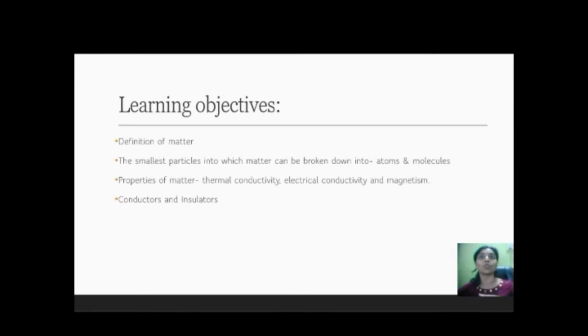You'll be learning about what matter is made up of, that is, the smallest particles of matter, the atoms and molecules. We'll also learn about the properties of matter. We'll look specifically into the properties of thermal conductivity, electrical conductivity, and magnetism. You will learn two new terms, that is, conductors and insulators. Without much ado, let's begin our lesson.